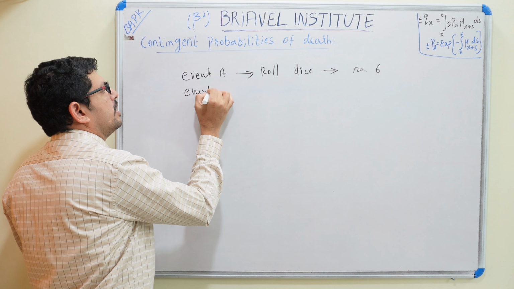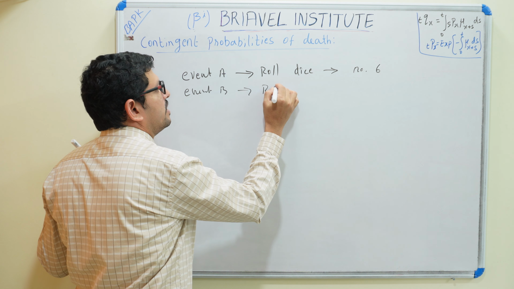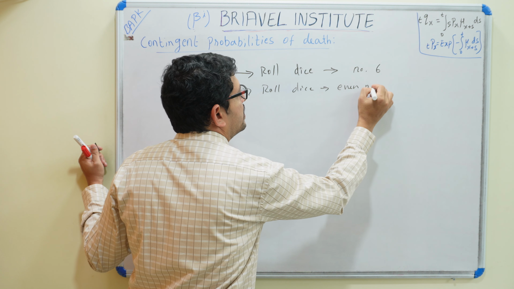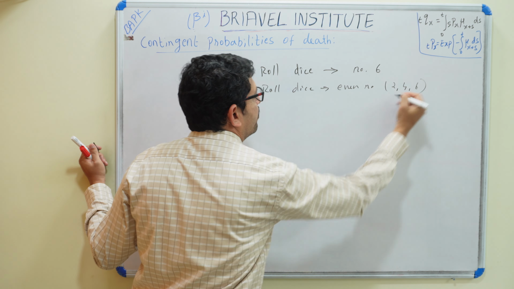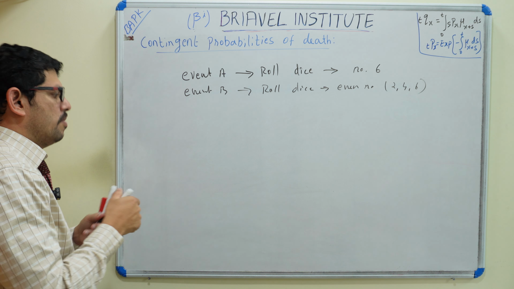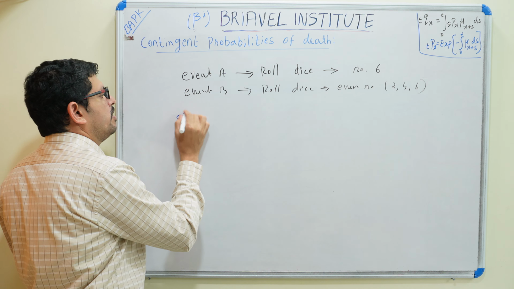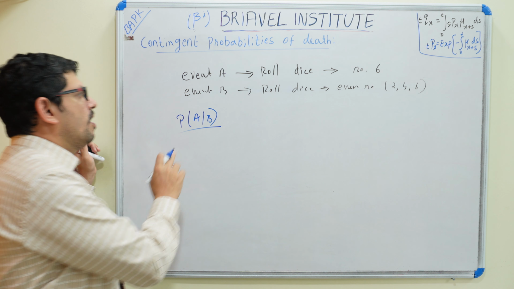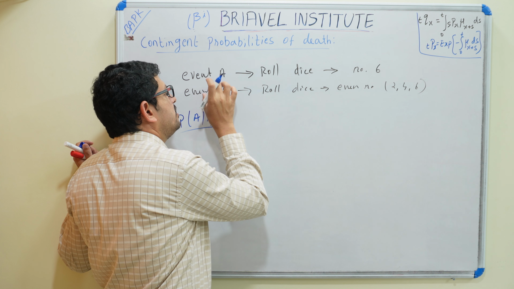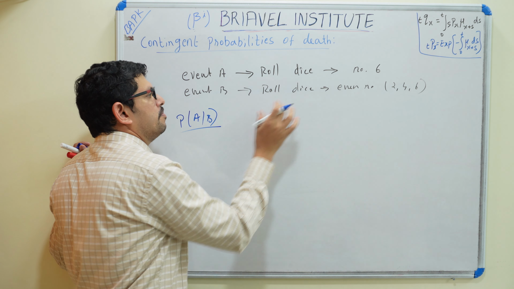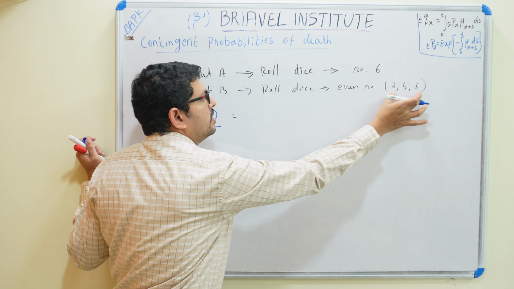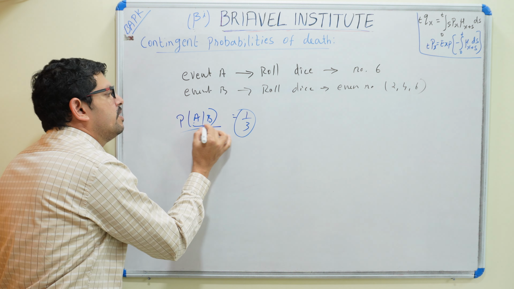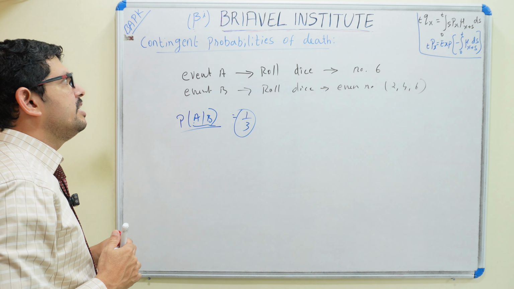Event B: we roll a dice and get an even number. Even number means 2, 4 or 6. So the conditional probability of event A is written as the probability of A given B. What is A given B? Event A depends on event B. The total probability comes from 3 options, so we get 1 by 3. Event A is depending on event B, so that is a conditional probability.